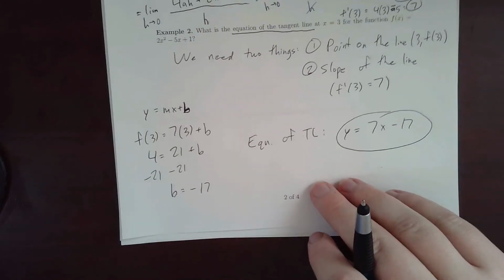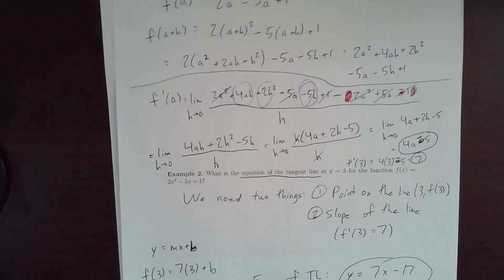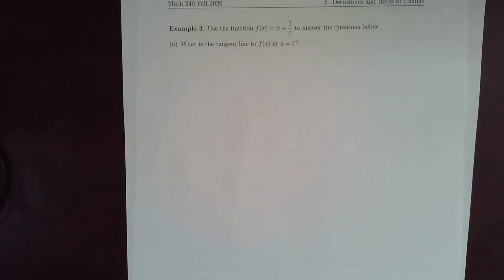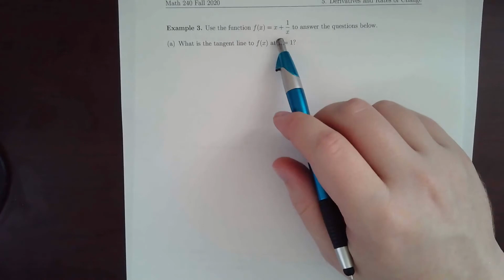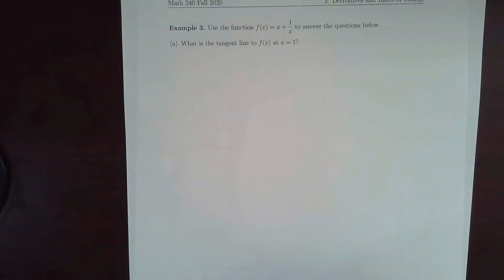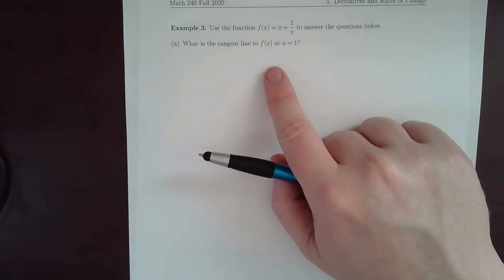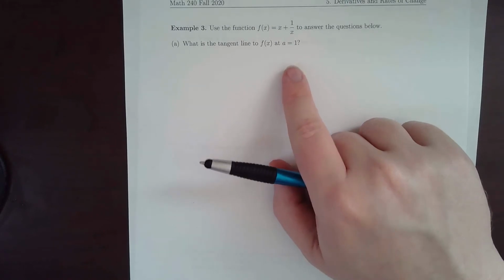Alright, so now we can also go ahead and try to find the equation of the tangent line, not necessarily at, in general, any a. We could go ahead and start by finding it at a specific a. So let's use the function f of x equals x plus 1 over x to try to find the tangent line of the function at a equals 1.